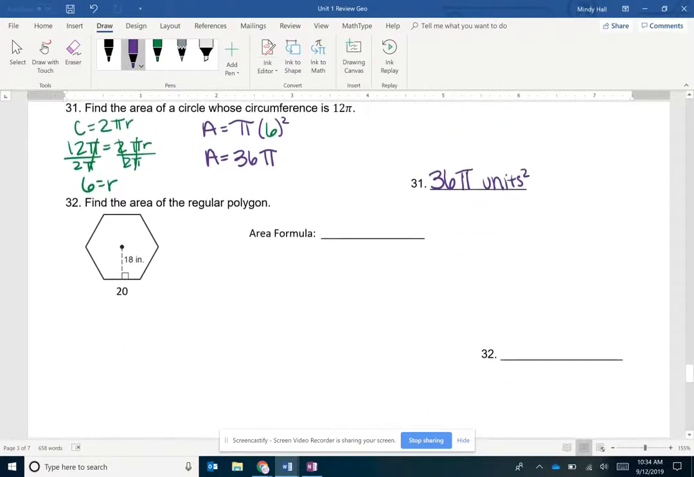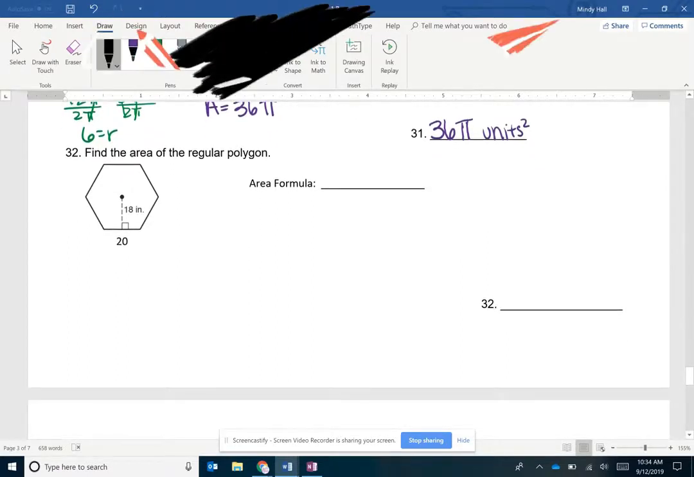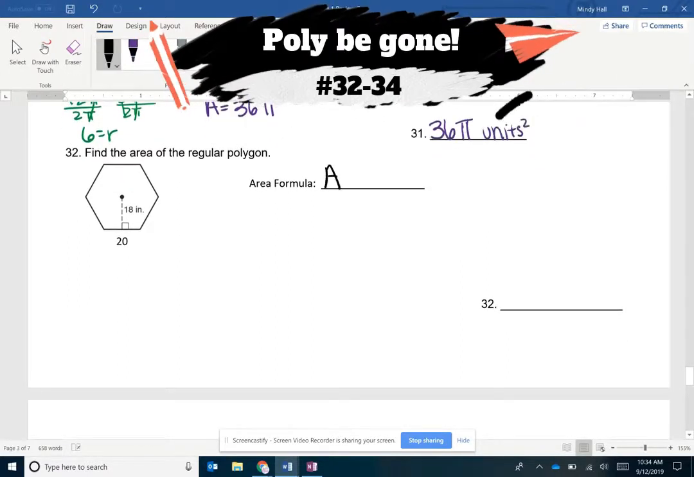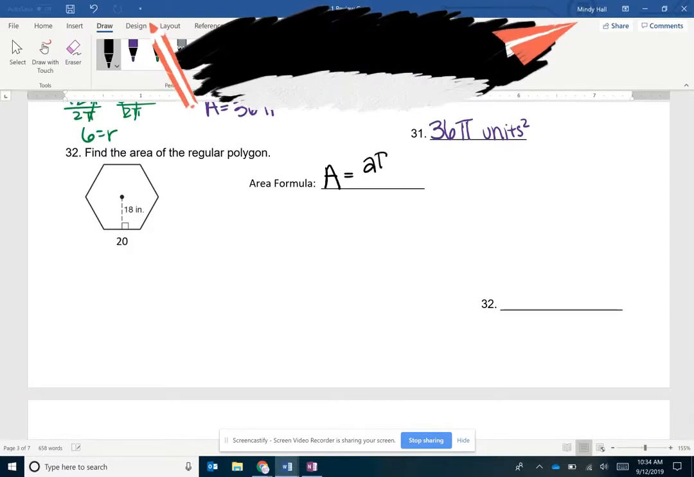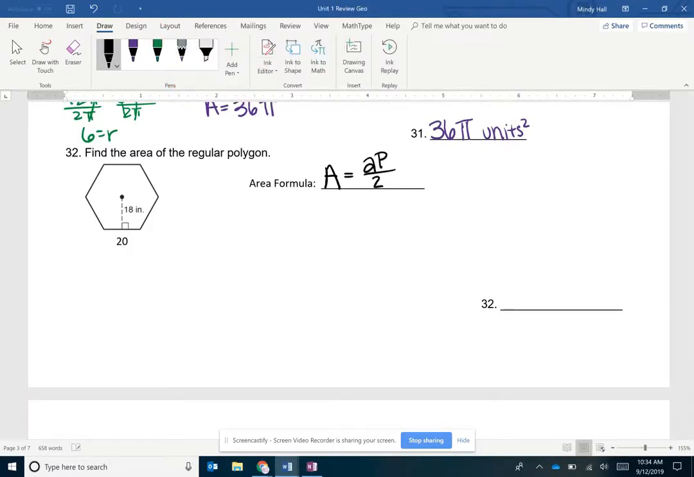Now on to the fun ones. We have the polygons, and those ones always cause people issues. But area of a polygon is your apothem times your perimeter divided by 2. So looking at this, I have my apothem, I have my perimeter. Awesome. Makes my life simple. So my perimeter in this case, because I have 1, 2, 3, 4, 5, 6 sides, would be 20 times 6, because I would do 20 plus 20 plus 20 plus 20, all the way up to six 20s. So that gives me a perimeter of 120.